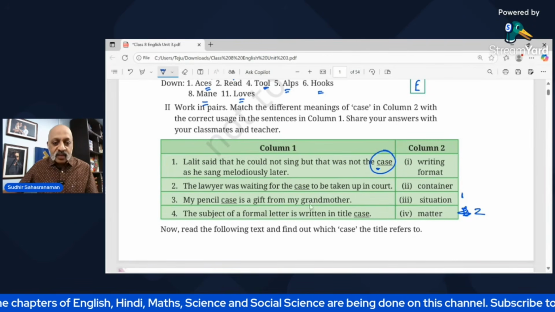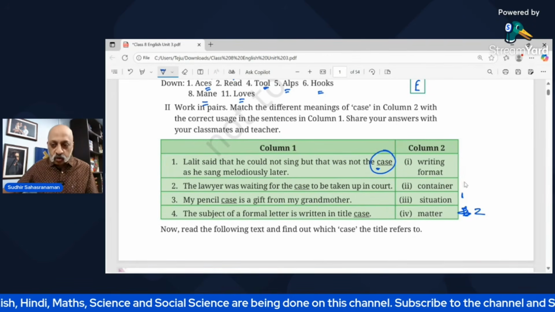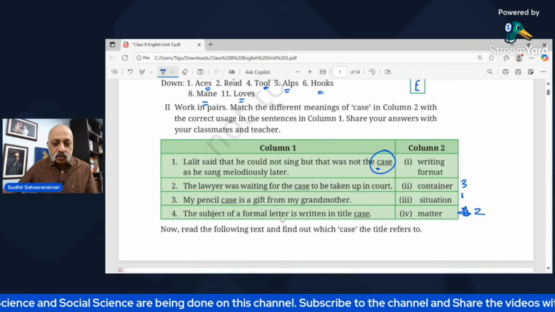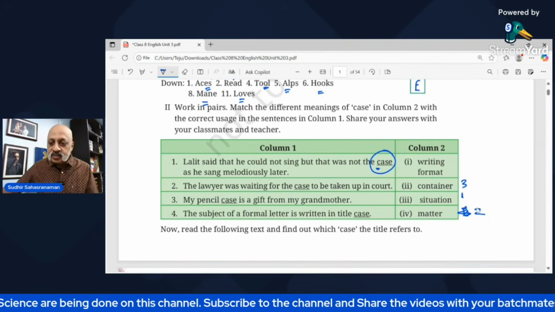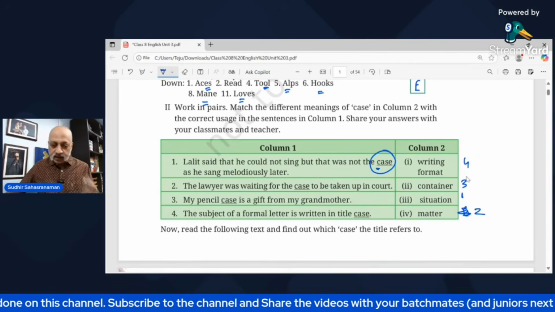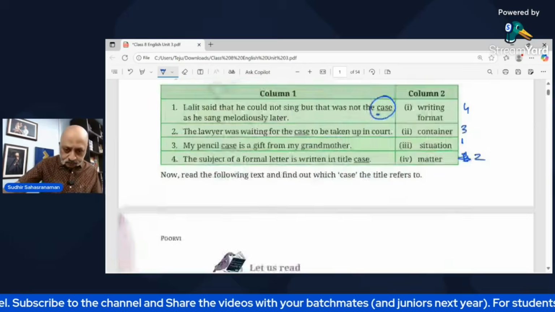My pencil case is a gift from my grandmother. Here it is talking about container. The subject of a formal letter is written in the title case. This is the writing format. Okay, I'm sorry about the first one.